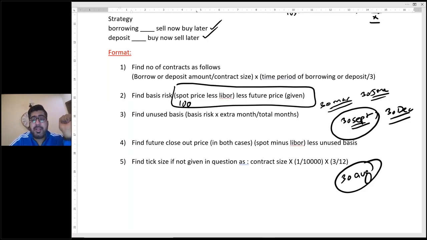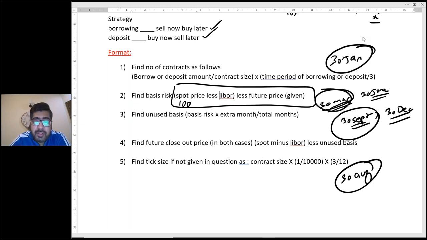Okay. Similarly, let's suppose you need to borrow or deposit on 30th Jan. So you will be needing a 30th Jan contract, but there is no contract for 30th Jan. It's either 30th March, 30th June, 30th September, 30th December. So if you need to borrow on 30th Jan, you have to take the contract of 30th March. Is it 2 extra months? That's the unused basis. Okay.